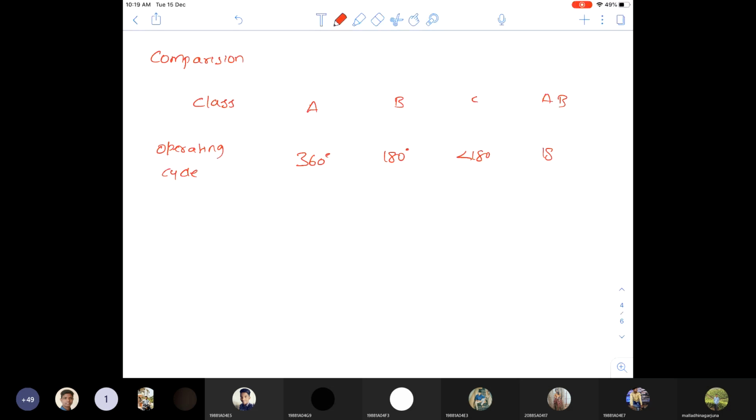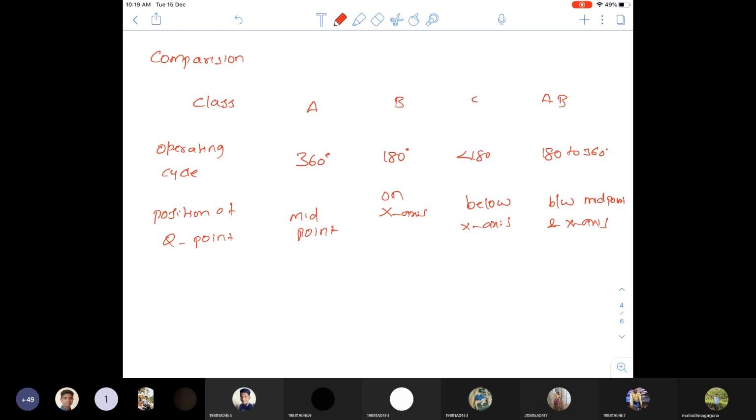Next, position of the operating point, the position of the Q point. Class A? Midpoint. Class B? On the x-axis. Class C? Below the x-axis. Class AB? Between the midpoint and the x-axis.